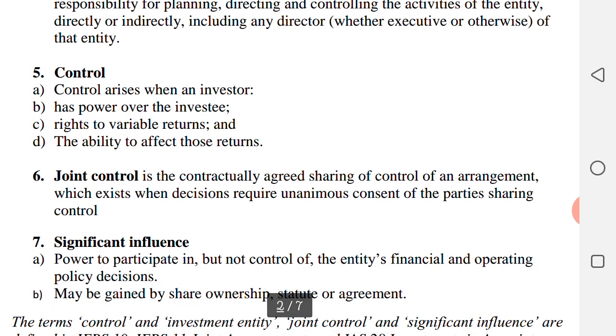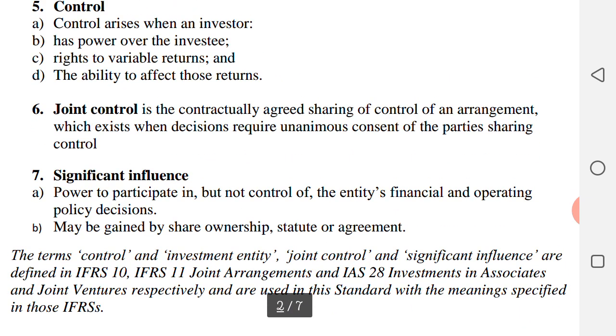Now I want to define control, because control, joint control and significant influence are defined by their respective standards. IAS 24 does not define control. The definitions are extracted from the relevant standards. For example, IFRS 10 defines control: control arises when an investor has power over the investee, rights to variable returns, and the ability to affect those returns. That is control according to IFRS 10.